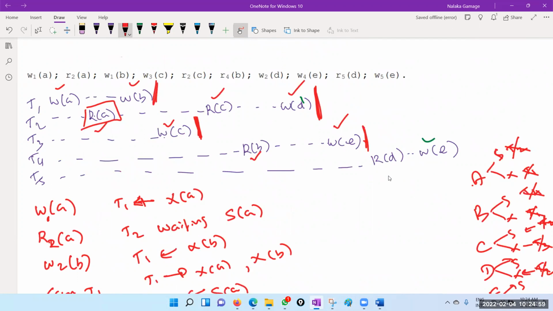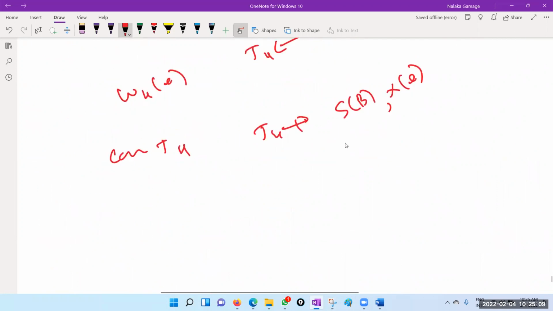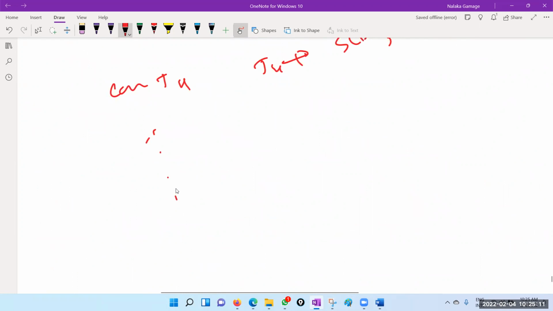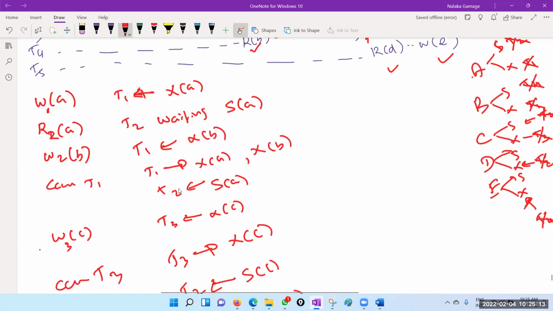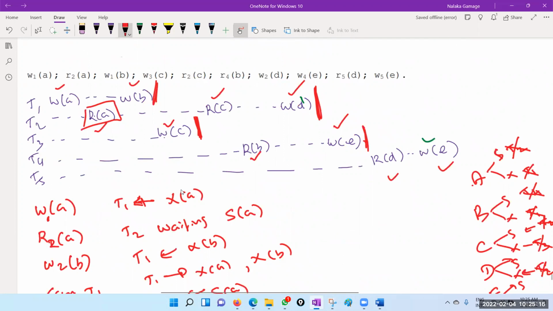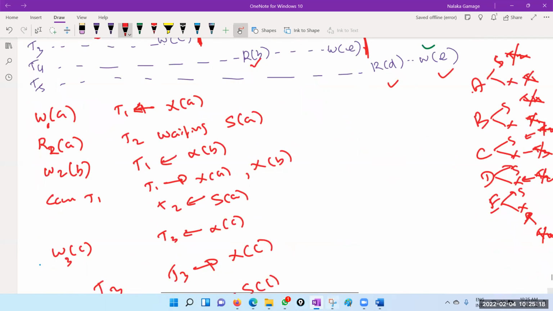Now you can see that transaction 5 can acquire shared D, and it can acquire the exclusive E. Then again you can release those. So those we have to write, and then you are done. That is something you are expected to write. Okay, and now let's see the answer.